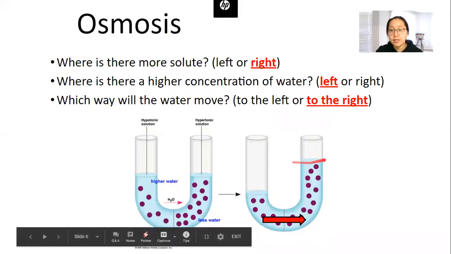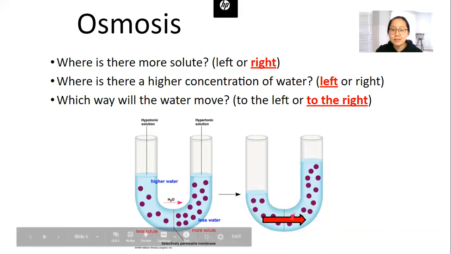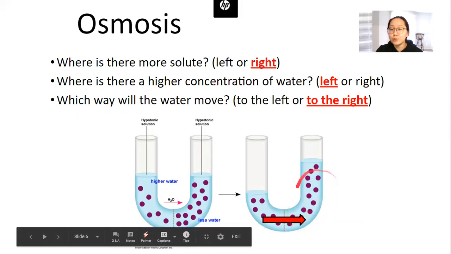At the very end, you'll notice the concentrations are now even, they're both equally as salty, because the water moved across the membrane. The water moved to the right side to try to dilute out the saltiness on the right side.